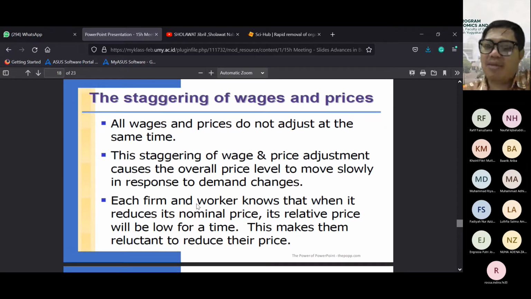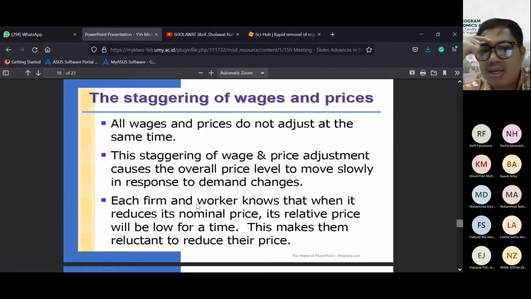And the staggering of wages and prices, staggering. All wages and prices don't adjust at the same time. The staggering of wage and price adjustment causes the overall price level to move slowly in response to demand changes. So the government somehow is not taking the same policy at the same time. Wages and prices are moving up and down together. So at least the government must choose one of the two, either wages or prices first. Because by taking one of them, the government wants to know what the impact will be in terms of demand changes.